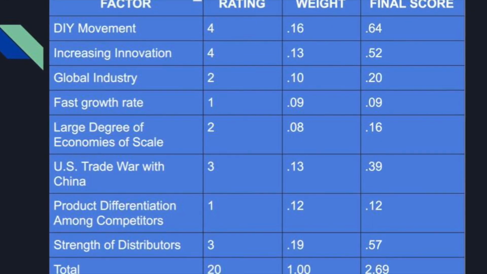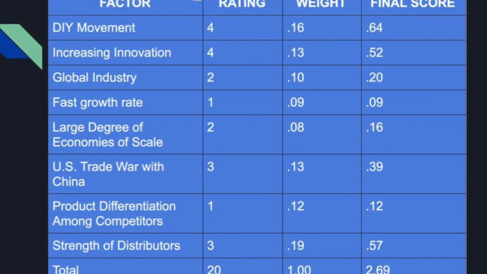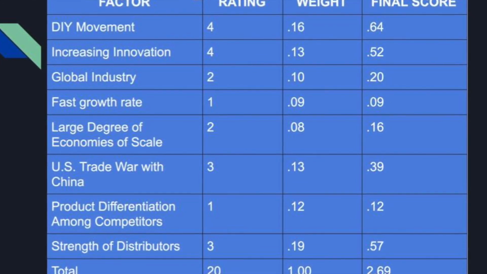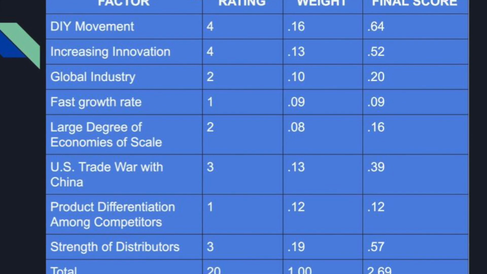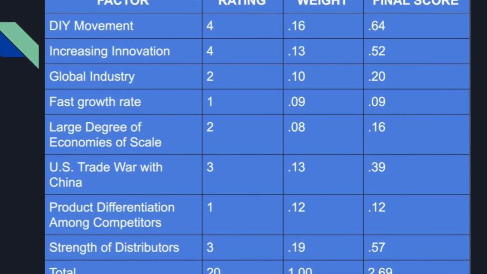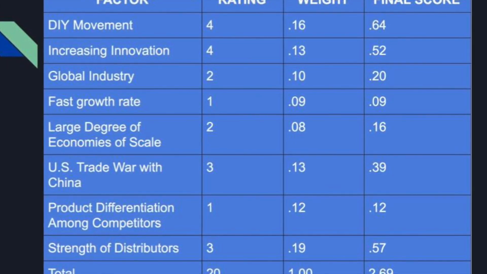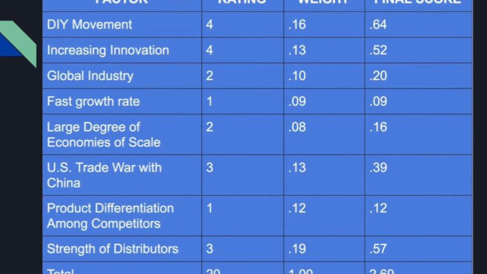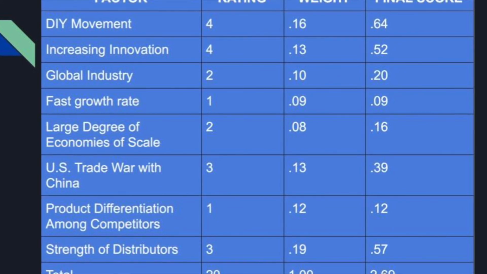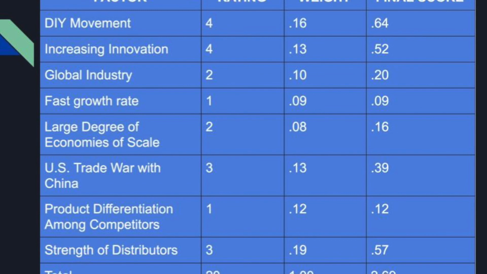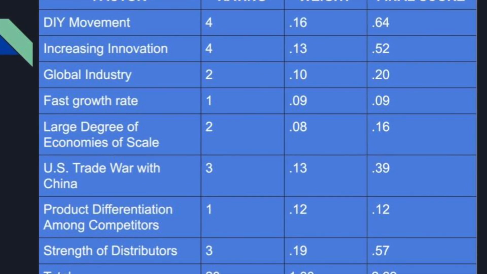We also weighted the product differentiation among competitors quite high because in the hand tool industry there is very low differentiation among competitors, and it is something that Black & Decker is not doing well. So we assigned a high weight because it is the defining factor between consumers' choice between different companies.